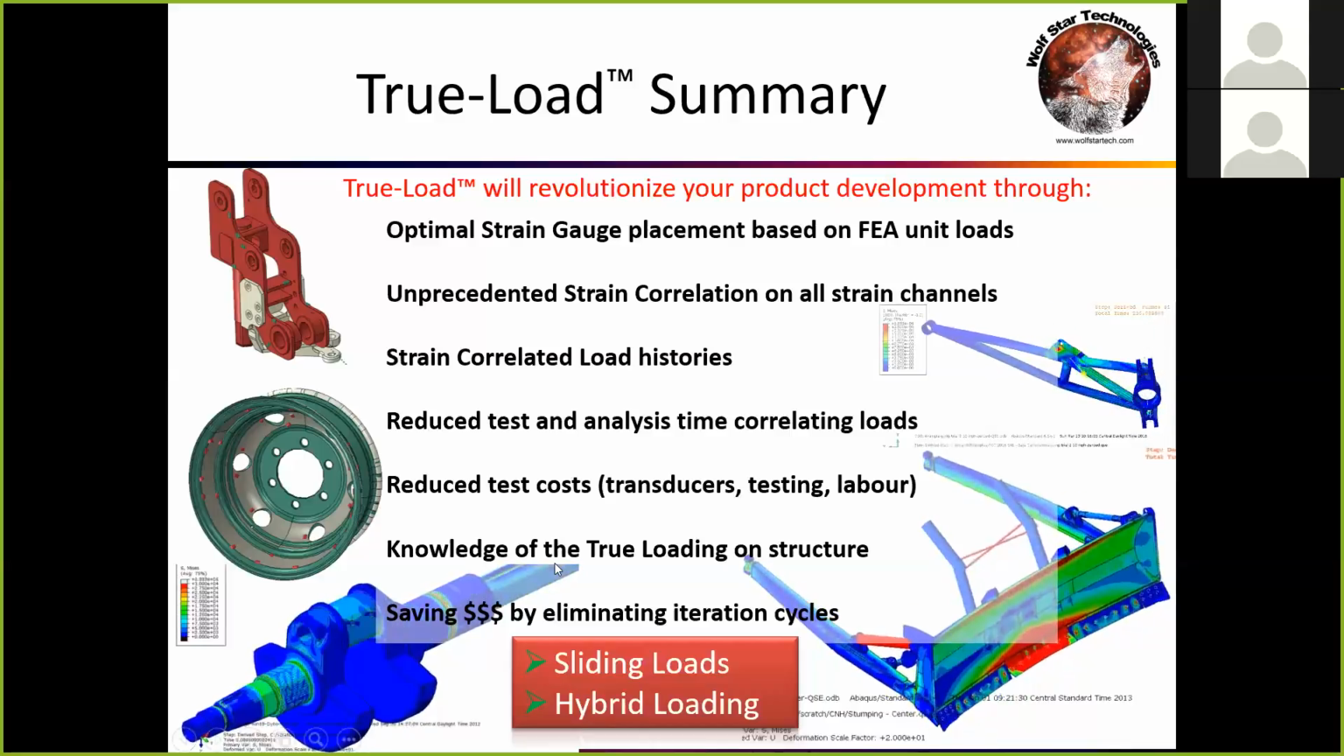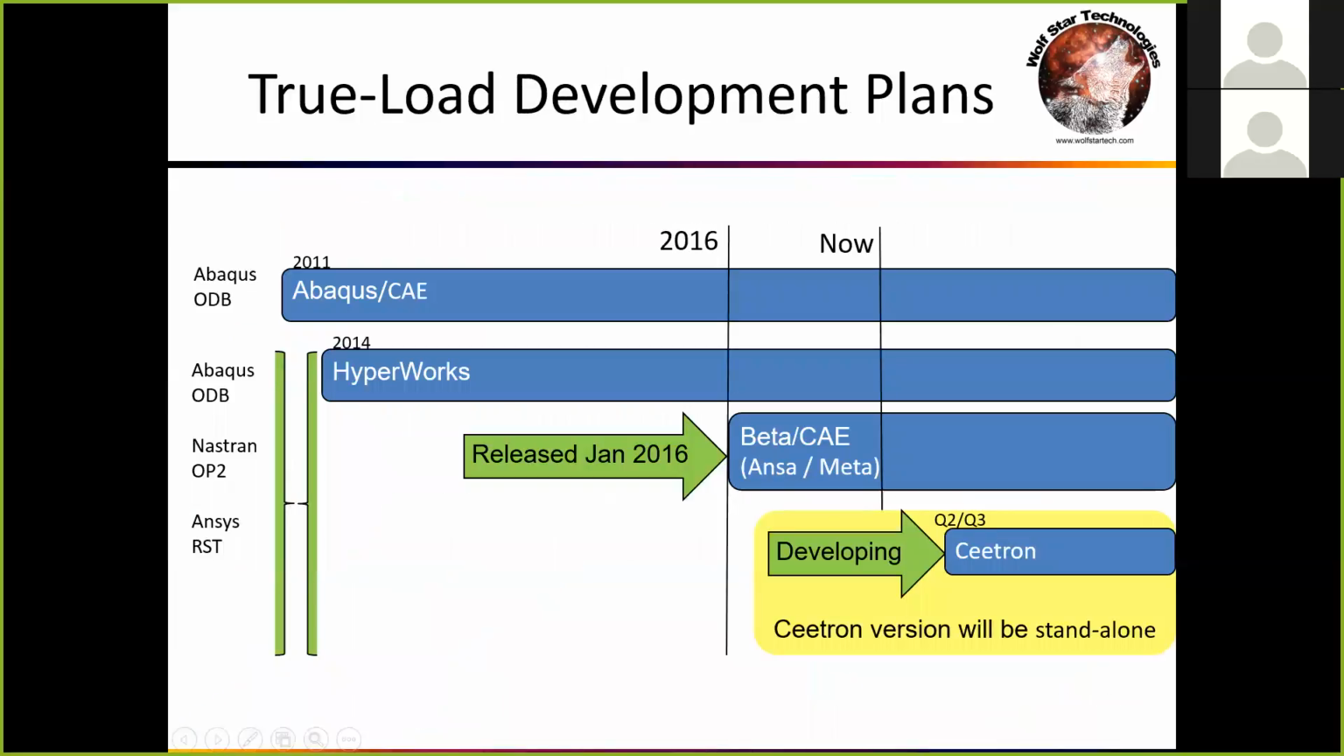And I think we are coming, last slide here, just to show you the development. So we launched our Abaqus version in 2011, the HyperWorks version in 2014. We just released the BETA CAE version in January of 2016, and I'm developing the standalone CE-tron version, which will be hopefully out in August this year. So we've got a really nice set of platforms we're supporting, and we should be able to work with any of your models, no matter what platform you're running on.